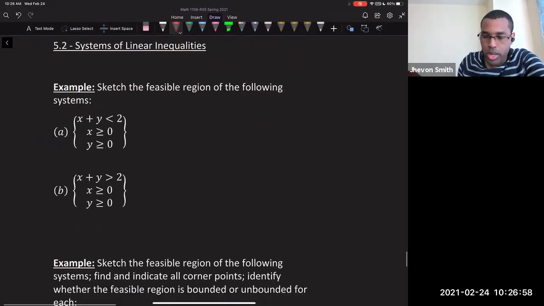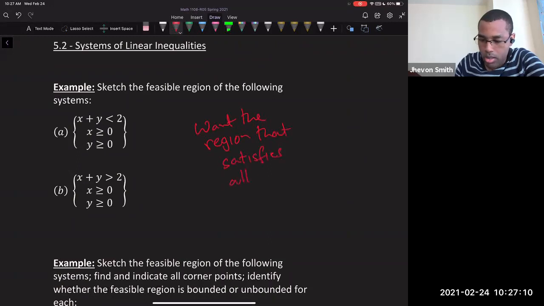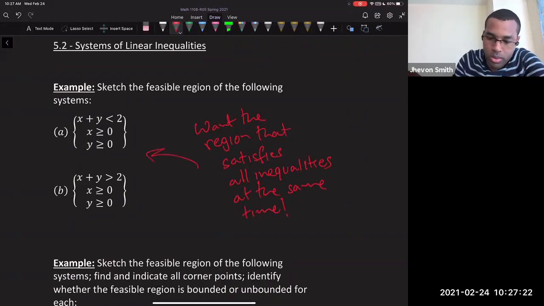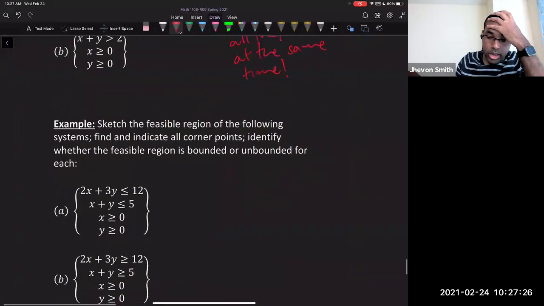So pretty much you want the region that satisfies all inequalities at the same time. Right? That's what you want here. That's what's called the feasible region, by the way. And so, yeah, you're going to do that.